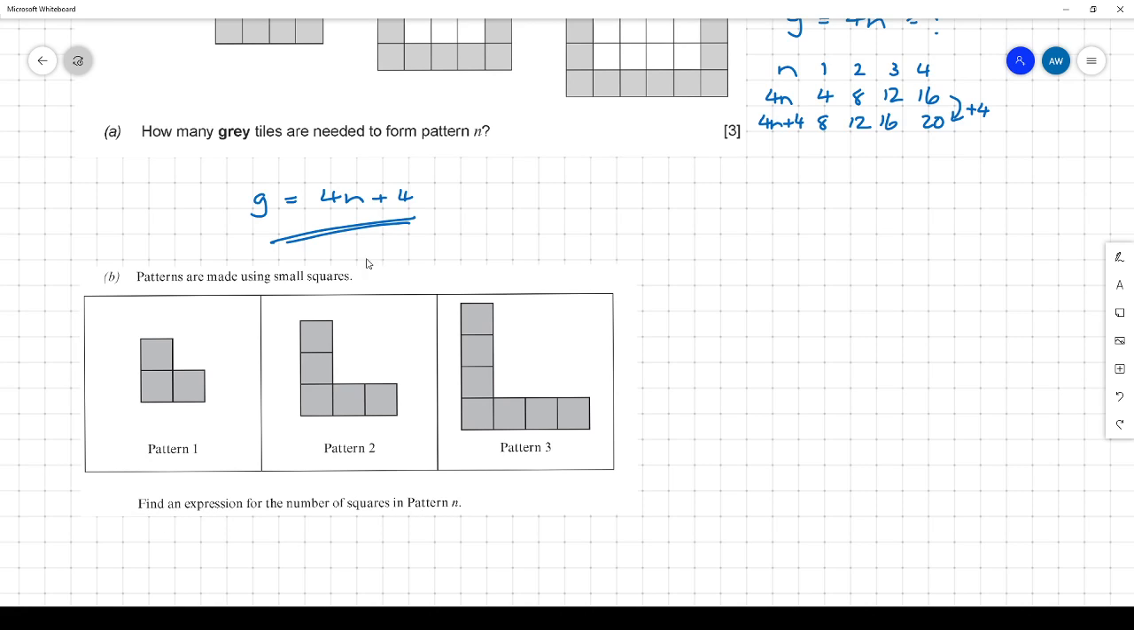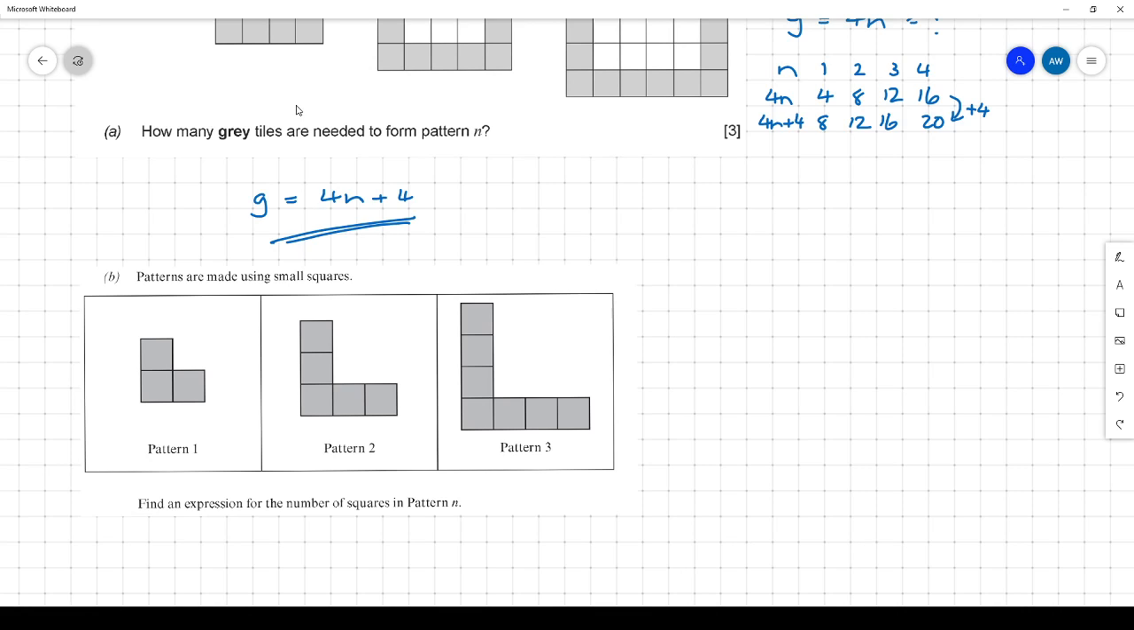Now the expression is just this part of the formula. So the 4n plus 4, or the 3n minus 1, or the 2n plus 8, that's the expression. When we write g equals in front of it, then it becomes the formula. So you can write down the formula, you'll get all the marks, or you could just write down this part and you'll get all the marks because they've asked for the expression. But if you did write the formula, it wouldn't matter, they will give you all the marks.